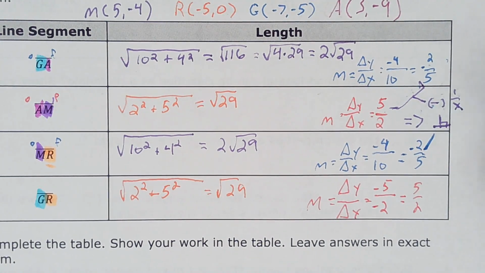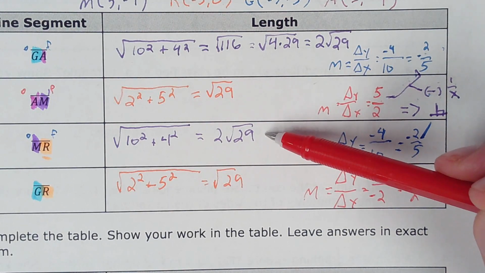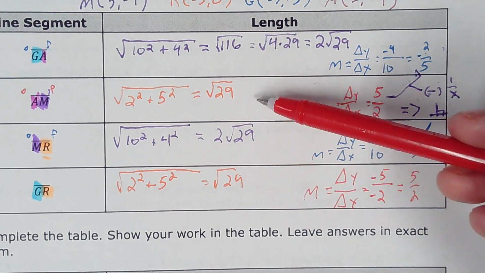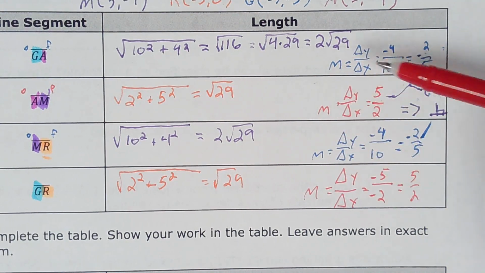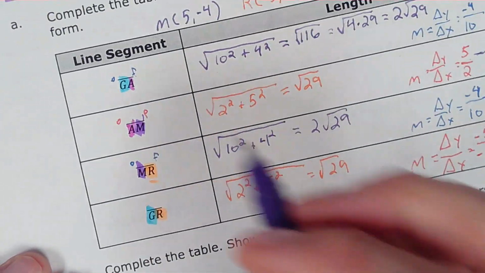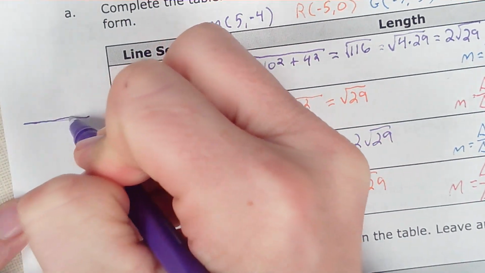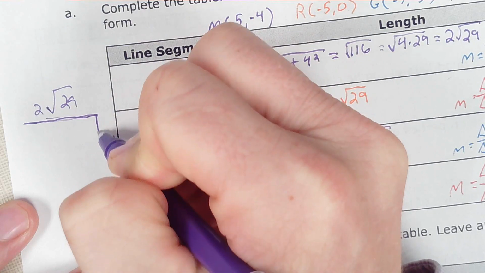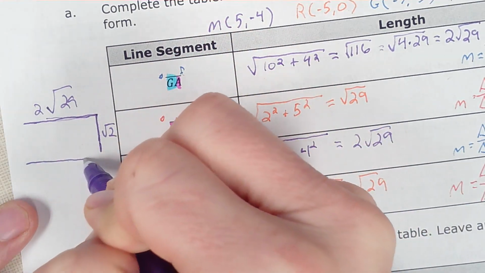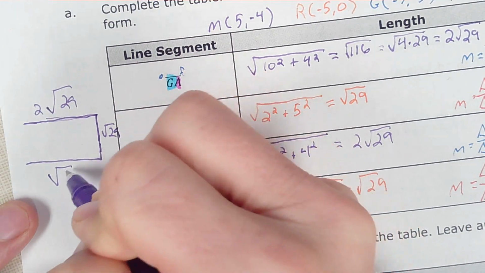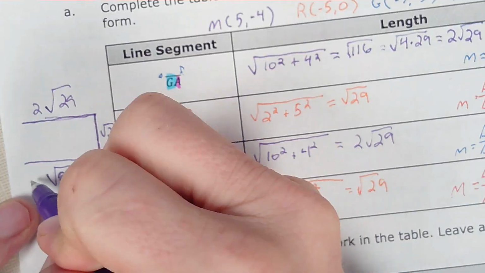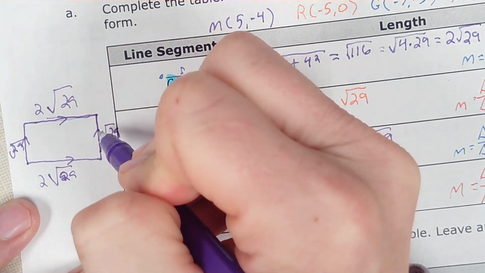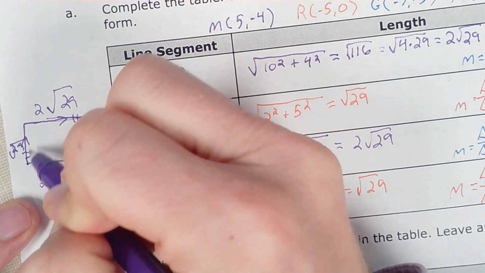So it looks like if I have two lines that are the same length, that are parallel, right? These are parallel. And I have two lines of another length that are parallel, and then those lines are perpendicular. So it's kind of like, say this is a little longer. It's like 2 times square root of 29, and this is just 1 square root of 29, right? These are parallel, these are congruent, these are 90 degree angles.